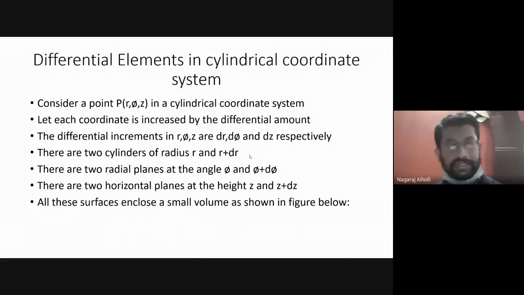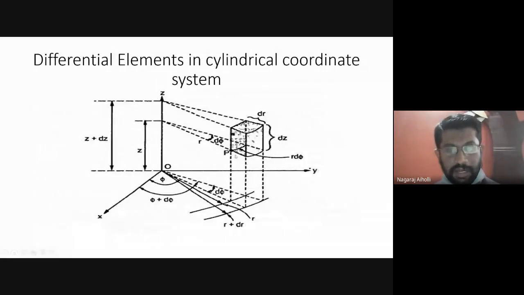Now the surface which is formed with the enclosure of all these three, that is the two cylinders, two half planes, and two horizontal planes, when these come together, all these three form a closed surface, or a surface enclosing a small volume as shown in this figure. This is the volume that is formed with r and r plus dr, z and z plus dz, and phi and phi plus d phi.